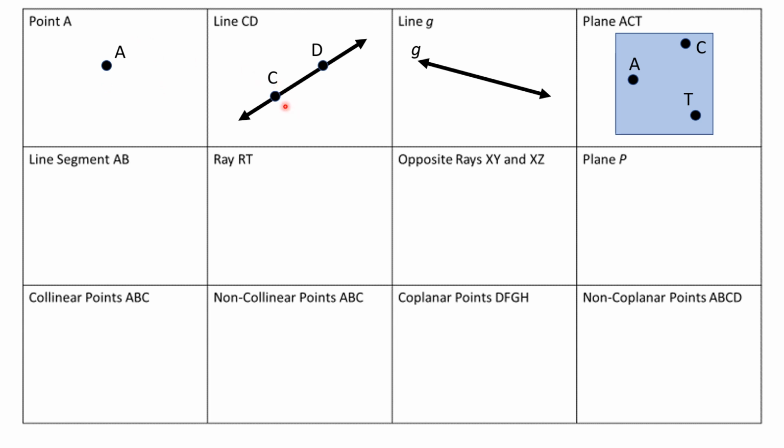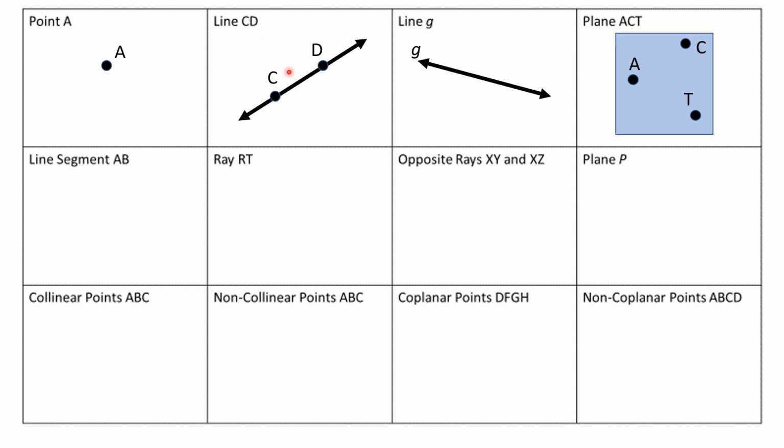We see points C and D have labels for them. We see points A, C, and T have labels for those 3 points as well. Always capital letters. The next thing we talked about were lines. Lines had a couple different ways they could be talked about. We could have a line CD as described here. We could also reverse this and say it was line DC.